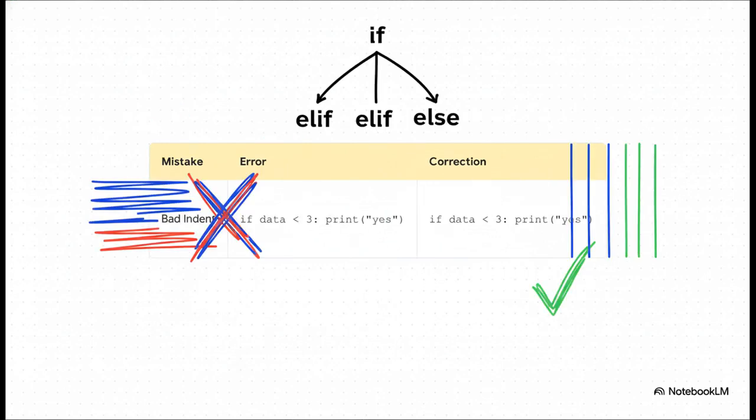And of course, we have to talk about indentation again. The if, elif, and else keywords themselves have to line up with each other. And then, the code that belongs to each of them has to be indented underneath. This structure isn't optional. It's how Python understands the logic of what you're building.